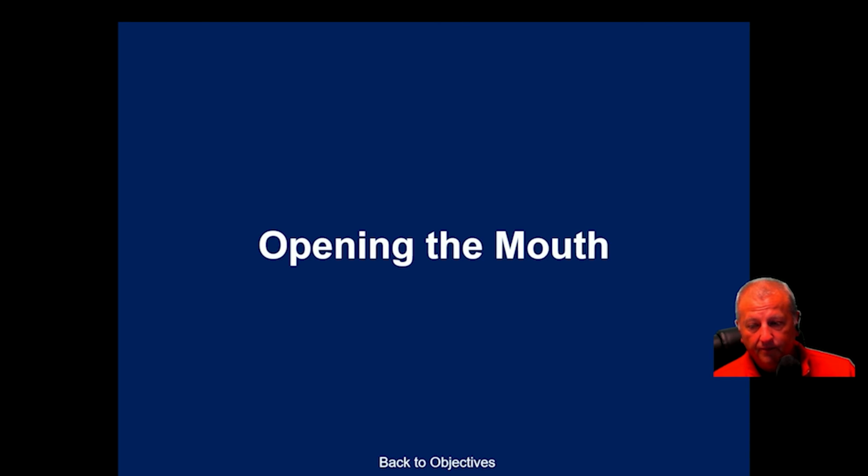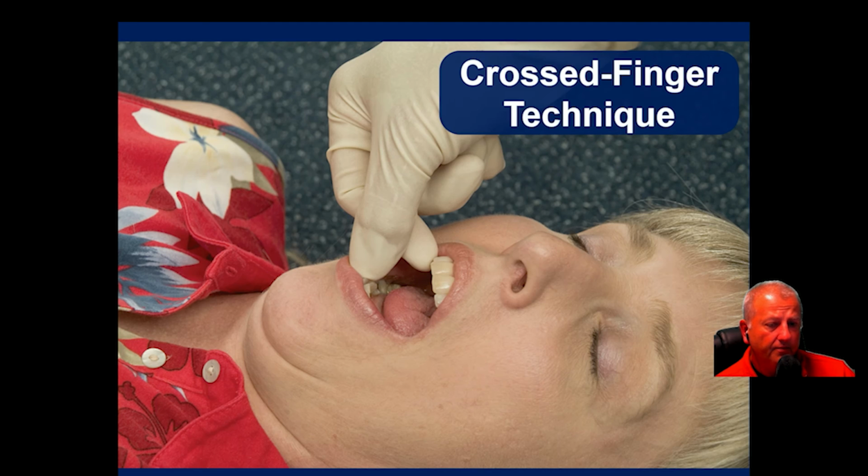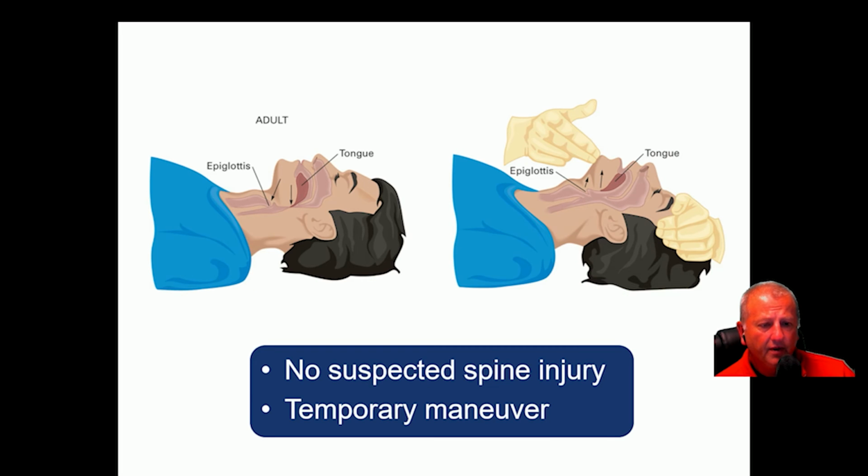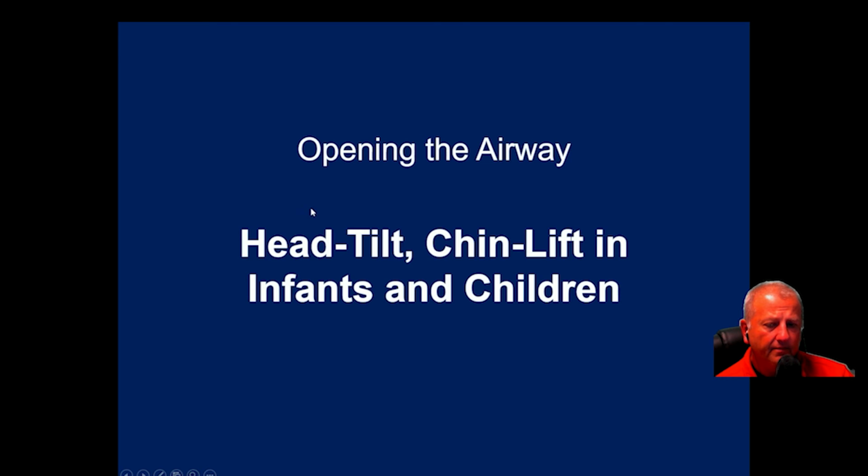So what are we going to do? Well, we need to open the mouth. We need to visualize the mouth, especially with anybody who's altered or unconscious. You have to open their mouth to assess their airway. Got to. Here's your cross finger technique. You'll probably do that in lab. Head tilt chin lift maneuver, just like this. As long as there's no trauma, it's great. And you got to be careful because once you do open it, see how this epiglottis here is blocking the airway?